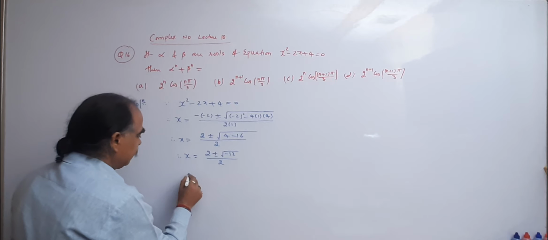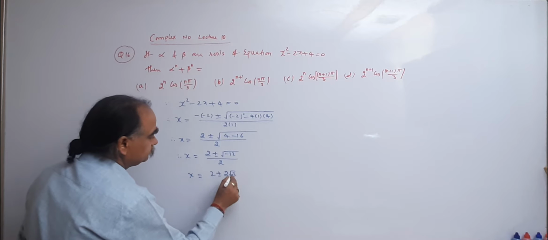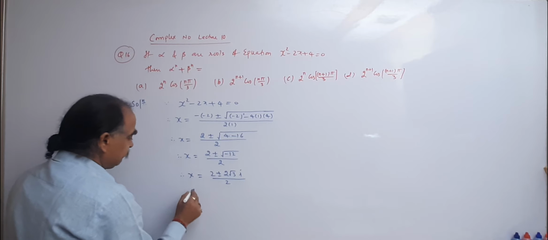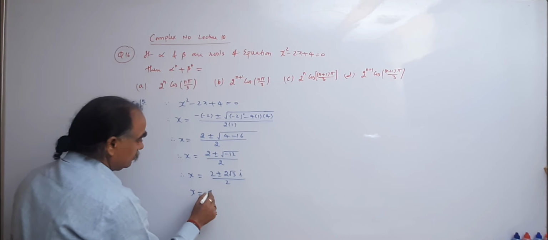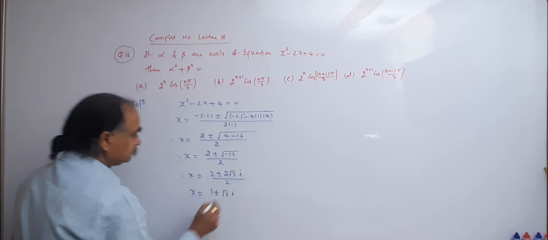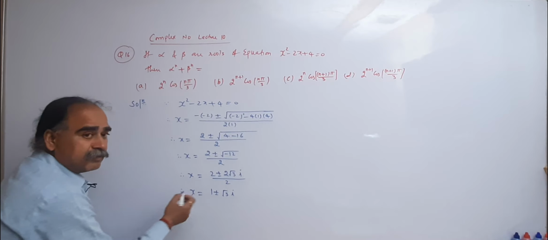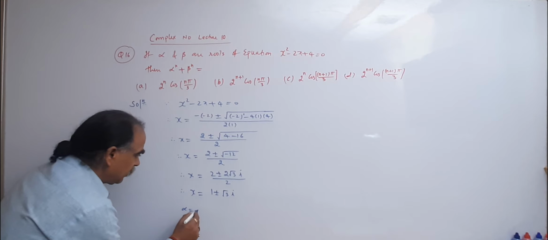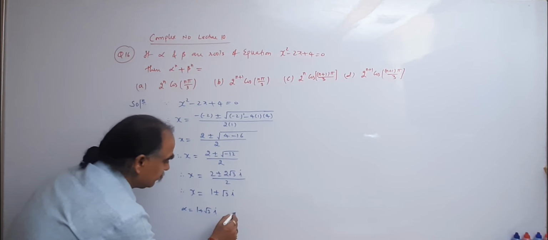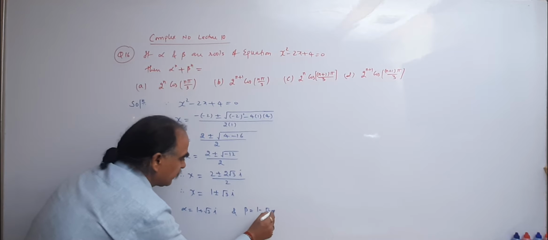This can be written as x equals 2 plus or minus 2 root 3 i upon 2. Therefore, x is 1 plus or minus root 3 i. So one of them is alpha and the other is beta. Alpha is 1 plus root 3 i, and beta is 1 minus root 3 i.